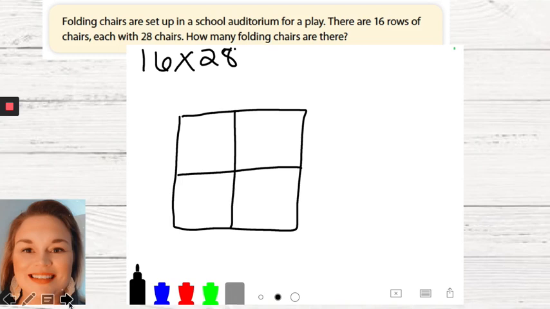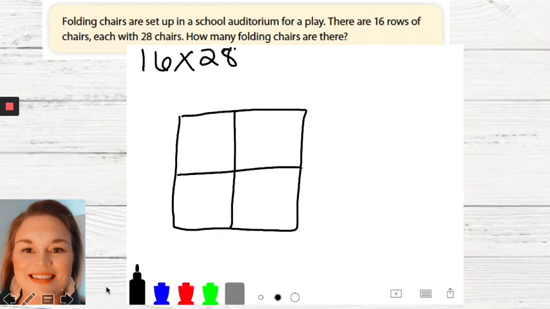So now we're going to continue to practice multiplication, but this time with a 2-digit by 2-digit number. And the following problem. Folding chairs are set up in a school auditorium for a play. There are 16 rows of chairs, each with 28 chairs. How many folding chairs are there?